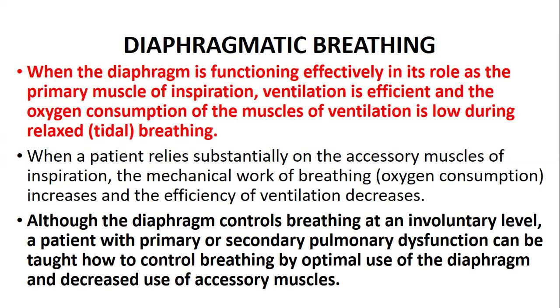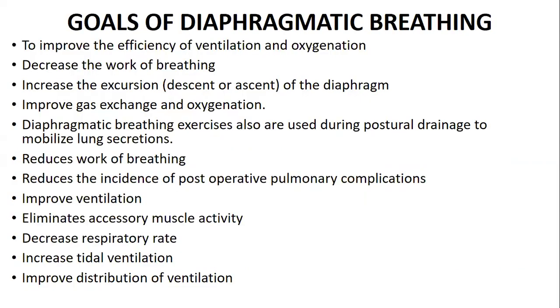Although it controls breathing at an involuntary level, a patient with primary or secondary pulmonary dysfunction can be taught how to control breathing by optimal use of the diaphragm and decreased use of accessory muscles. You find that these are possibilities when there is some pathology that has set in their respiratory capacity. The goal of diaphragmatic breathing is that it reduces the work of breathing, among many other goals.